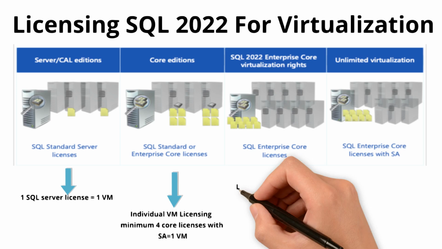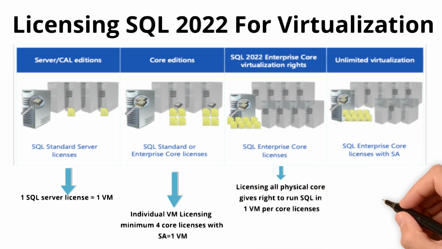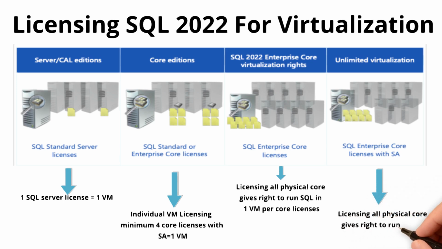First is the Server plus CAL edition. If we are using the licensing model of server plus CAL, which you can only use for Standard, then for every server license we get one virtual machine right. This is the rule. Please note it. Secondly, if we have SQL Standard or Enterprise core licenses, we are using the core licensing model. Here we are not licensing the physical server, we are licensing the virtual machines.